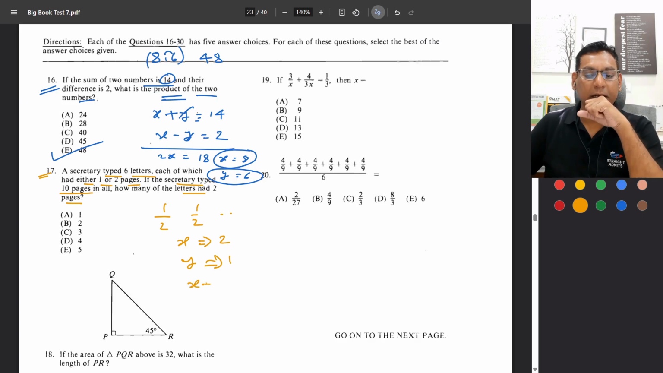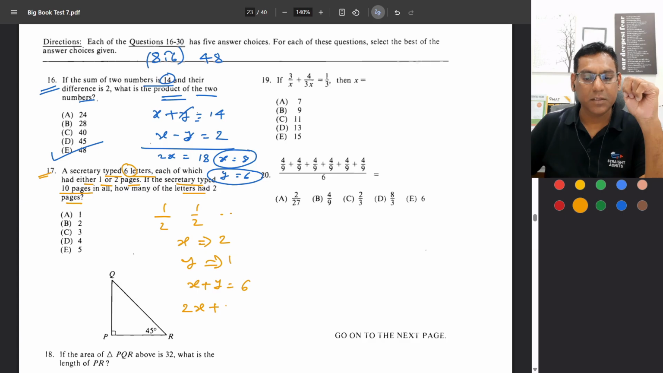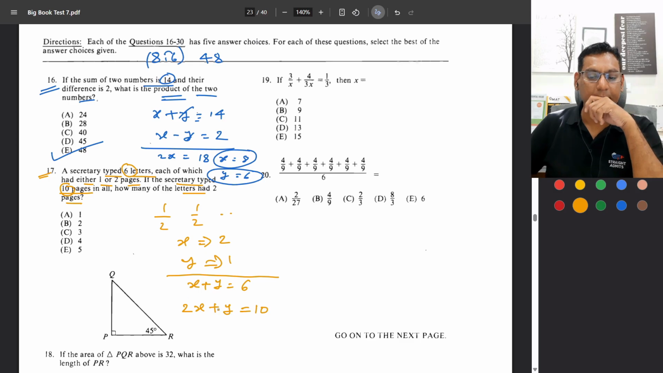Okay, total x plus y is 6. Right, she typed 6 letters, and total number of pages is 2 pages for x letters plus 1 page for y letters. Total she typed 10 pages. Okay, so I get these two expressions. Okay, again let me subtract this from here.